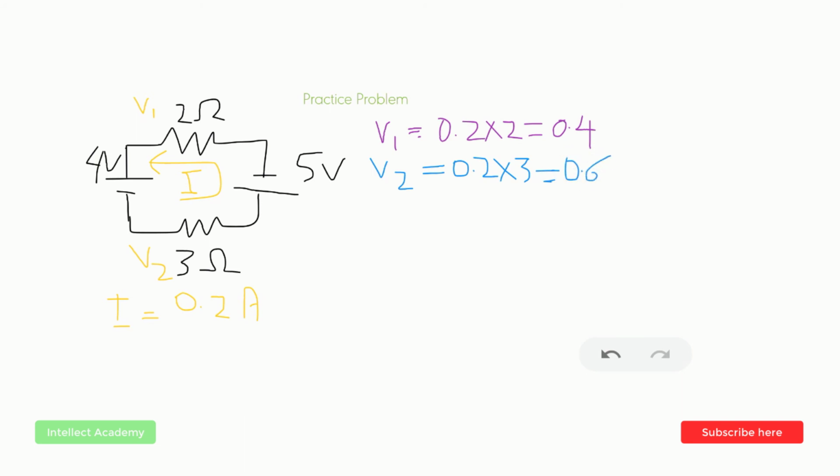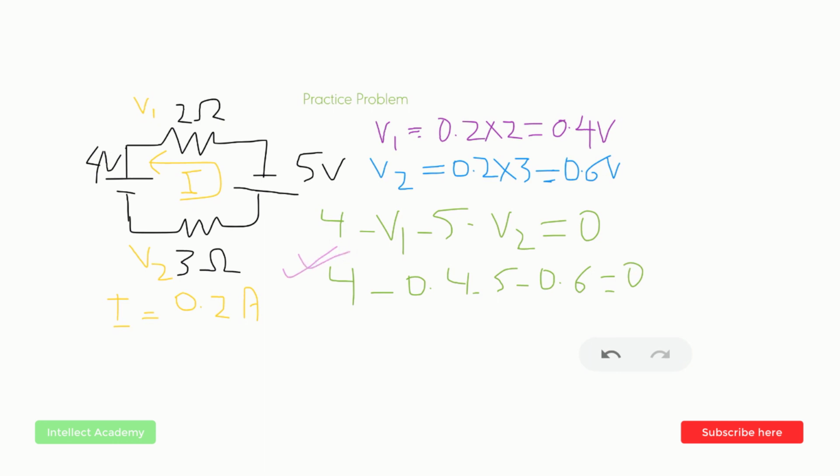And our KVL equation was 4 minus V1 minus 5 minus V2 is equal to 0. And I'm going to put the values of V1 and V2 in this equation. So this would be then 4 minus 0.4 minus 5 minus 0.6 volts. And this actually does come out to be 0. So I know my solution is correct.